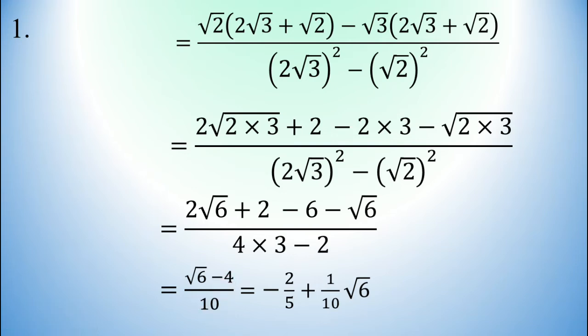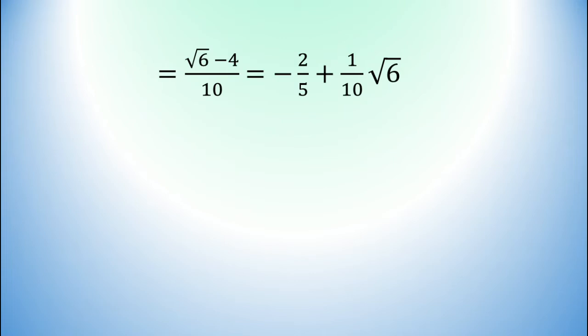Finally, you will get the numerator as root 6 minus 4 and the denominator as 10. But keep in mind, you have to write the answer according to the given form. So you should write the final answer as minus 4 upon 10, which is equal to minus 2 upon 5, plus 1 upon 10 root 6. That is the given form. This is the final answer.